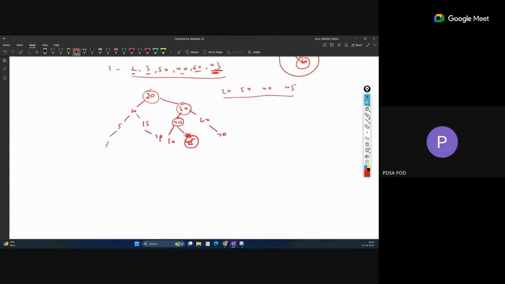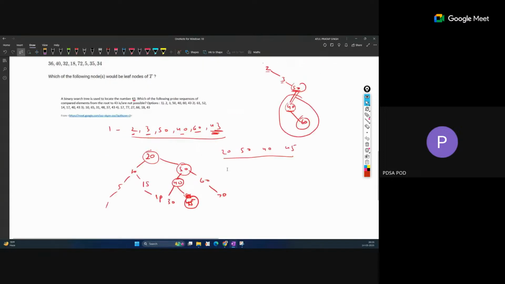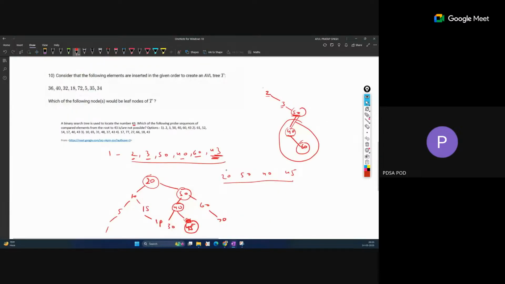So what sequence are we validating? This one first. We are connecting 2, 3, 50. After 50, 40 is coming, so 40 will come on the left side of this 50, because it is smaller. But after 40, 60 is coming. So 60 will definitely be connected on the right side of 40, because it is greater than 40.